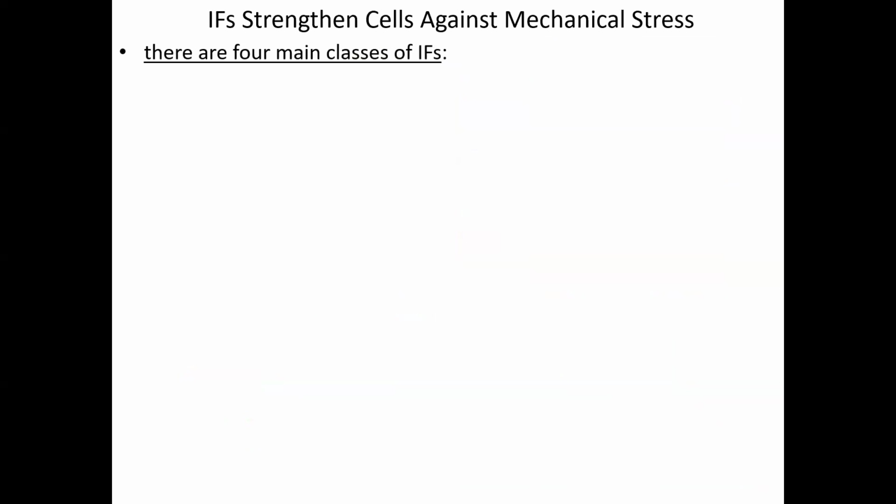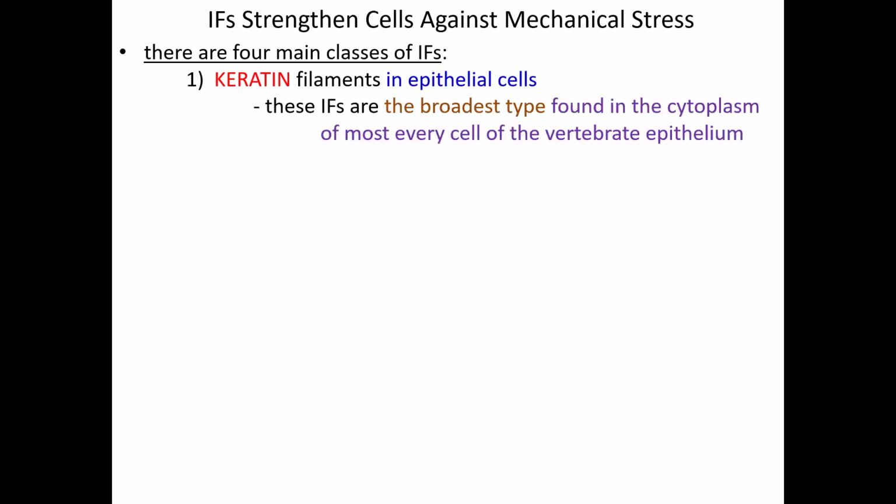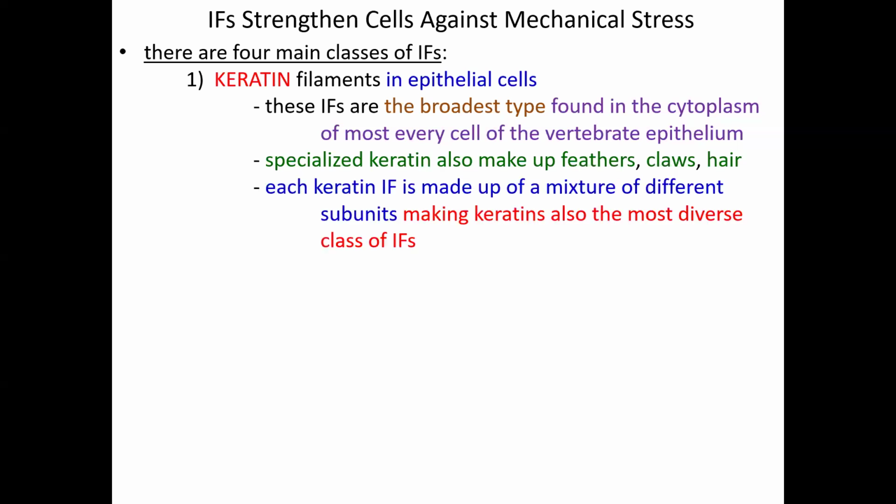Getting more into the nitty-gritty of intermediate filaments, there are four main classes of intermediate filaments. The first one you've probably heard of before, it's keratin. Keratin filaments are in epithelial cells. These are the intermediate filaments that represent the broadest category or type of intermediate filaments. They're found in the cytoplasm of most every single cell of any vertebrate, specifically in the lining cells of the epithelium. Specialized forms of keratin, and probably the context you've heard it in, make up things like hair, fingernails, feathers, claws of other animals. That's the keratin that you may have heard of.